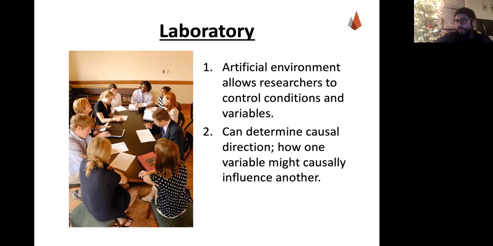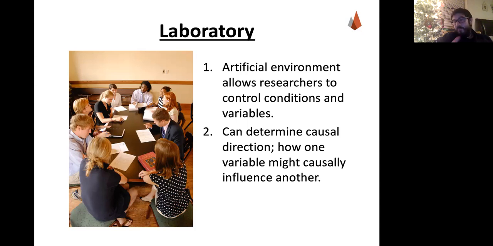And that is how we're able to determine causality, whether a variable is actually causing a change in another variable after we eliminate all other factors. And social psychology does a lot of experiments, and we do a lot of experiments with all the topics that I discussed in the first lecture.